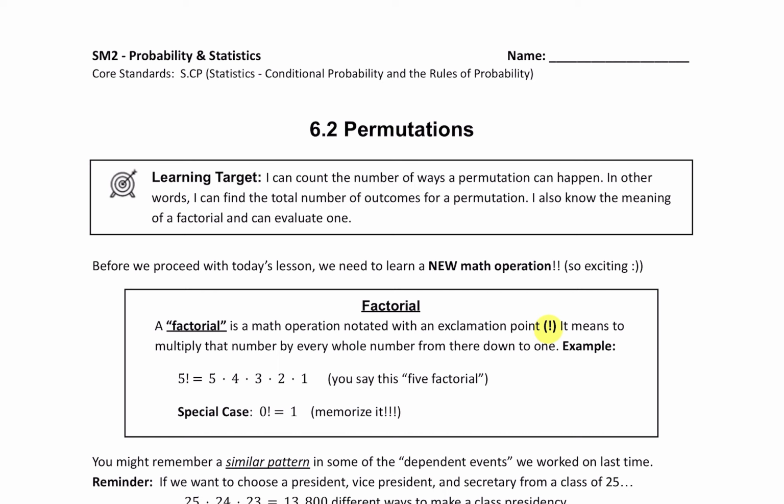Okay, so there is one important special case that we want to talk about here, and that's 0 factorial. 0 factorial doesn't follow the definition given, but we want to remember that 0 factorial is 1. It's a good thing to keep in the back of your mind, but if you do forget it, you can always put 0 factorial in the calculator and it will give you 1 as your answer.